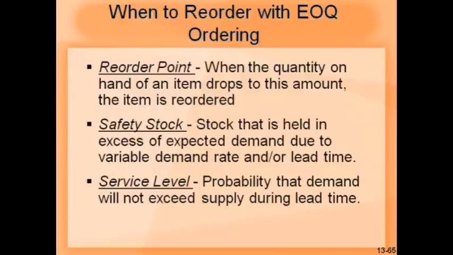Slide 65. So when to reorder with EOQ ordering? So reorder point is when the quantity on hand of an item drops to this amount, the item is reordered. So that's the reorder point. Safety stock is stock that is held in excess of expected demand due to variable demand rate and or lead time. And service level is the probability that demand will not exceed supply during lead time. So this is generally 100 minus stock out risk or chance of stock out.